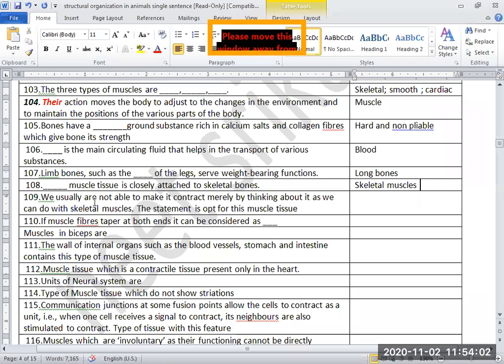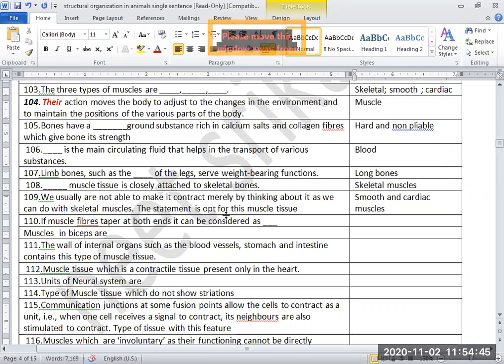Next. We usually are not able to make it contract merely by thinking about it, as we can do with skeletal muscle. The statement is apt for this muscle tissue. We have three types of muscle, isn't it? Simply, I am asking which are the involuntary muscles out of the three: skeletal, smooth, and cardiac. Smooth and cardiac muscles are called involuntary muscles. The only muscles which can move voluntarily are skeletal muscles.